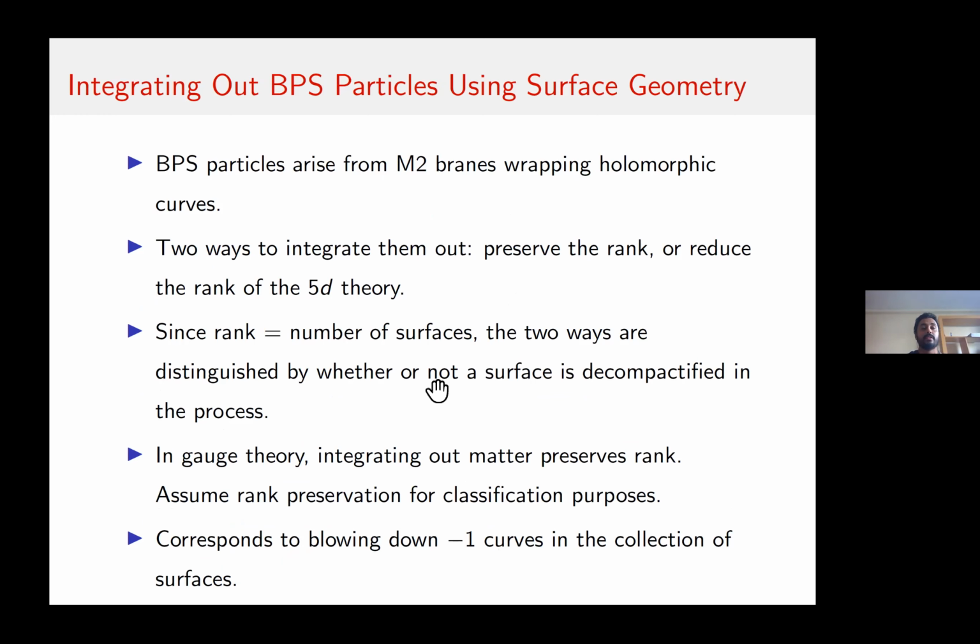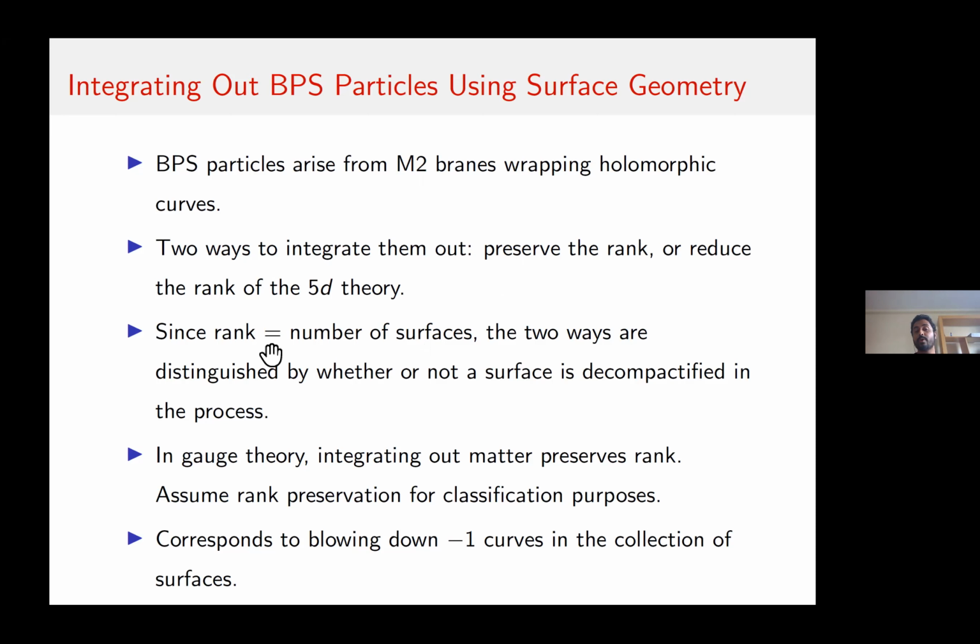Okay. So now we want to integrate out BPS particles, and we will use surface geometries to do that. These BPS particles arise in M theory by wrapping M2 branes on the holomorphic curves inside the Calabi-Yau threefold. There are, in principle, two ways of integrating out these BPS particles. You can either preserve the rank of the theory, or you can reduce the rank of the 5D theory. So rank here is the dimension of the Coulomb branch.